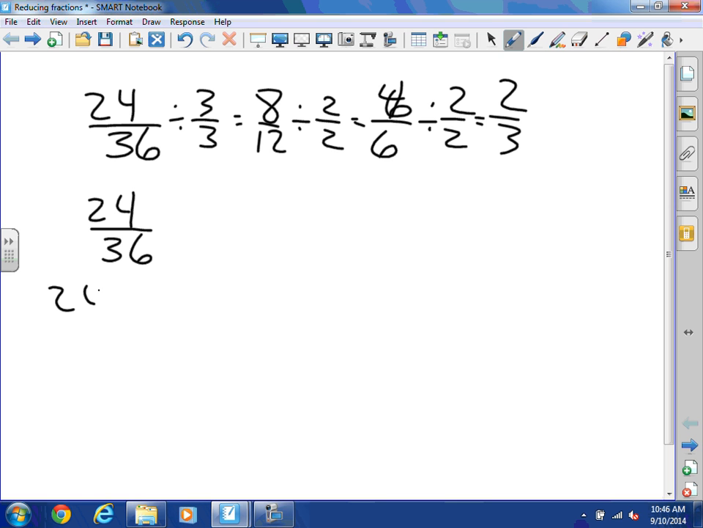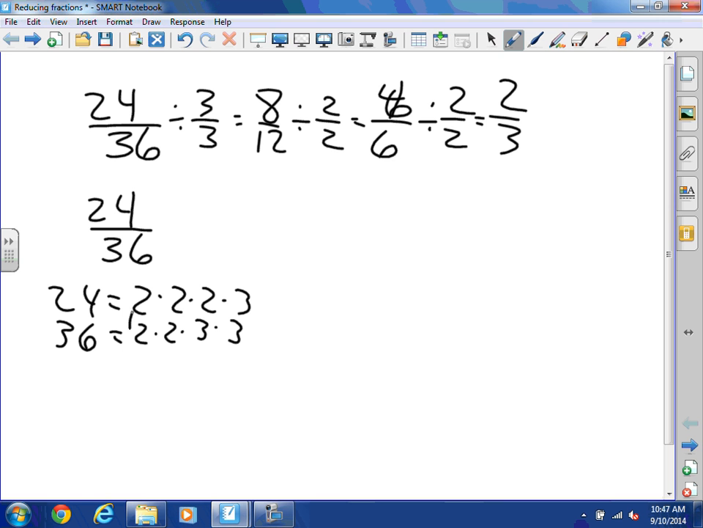To find the GCF, 24 equals 2 times 2 times 2 times 3, and 36 equals 2 times 2 times 3 times 3. I could have broken them down to prime factor form. 24 is 8 times 3, and 8 is 2 times 2 times 2. 36 is 9 times 4, 4 is 2 times 2, and 9 is 3 times 3. I just did it in my head.